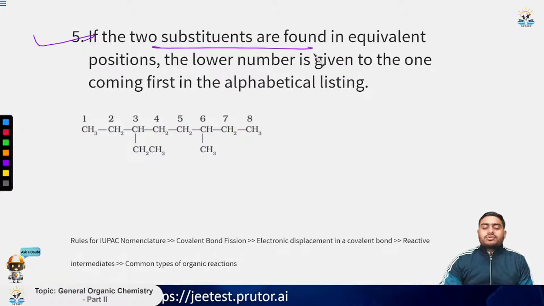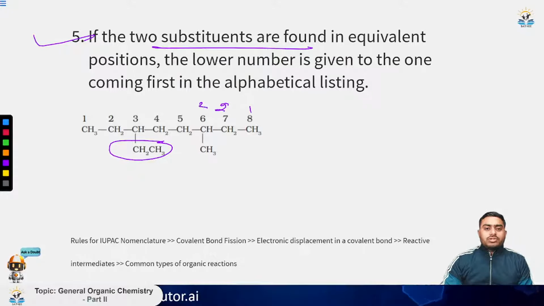If two substituents are found in equivalent position, so it is at 3. If you do the numbering from here, it is again at 3. So you have to follow alphabetical order. So what are the basic rules?